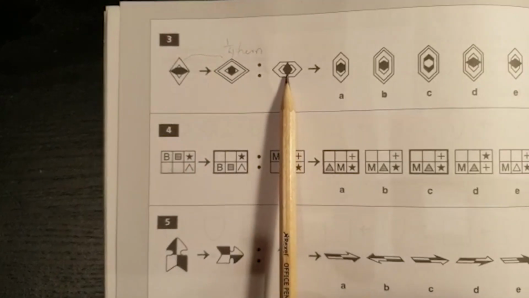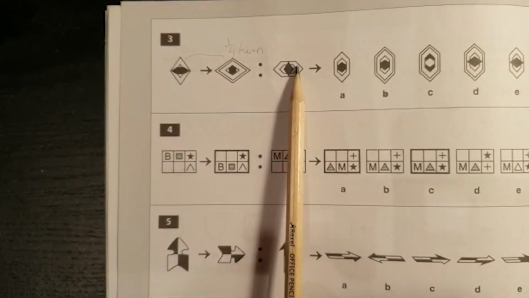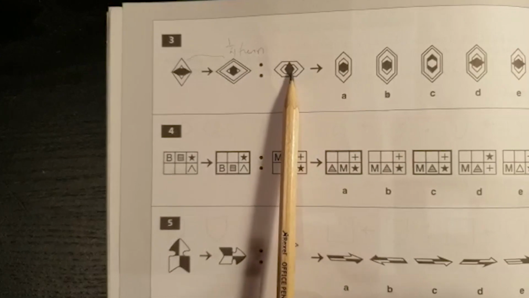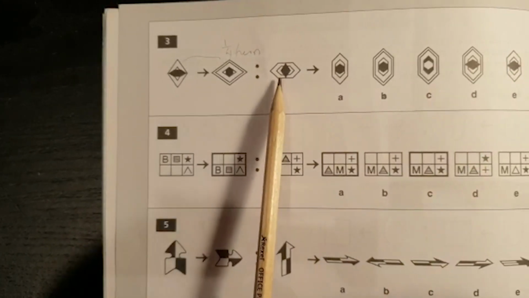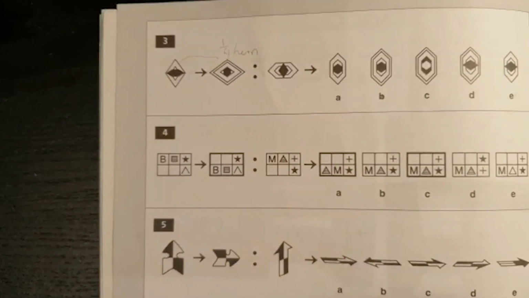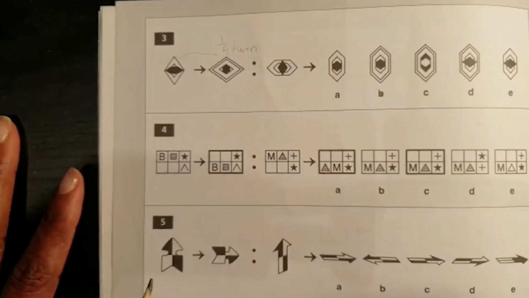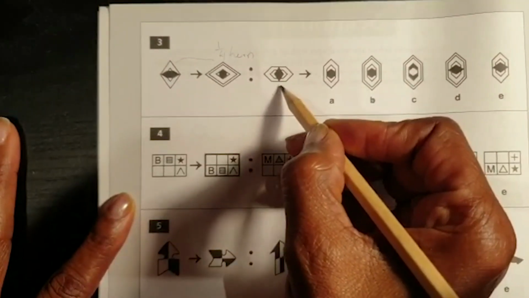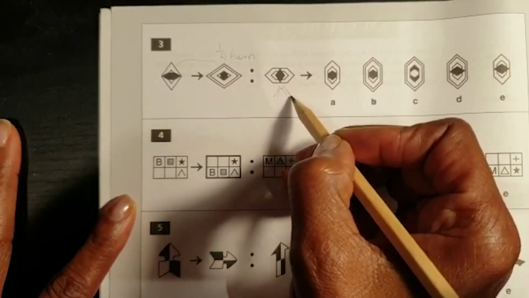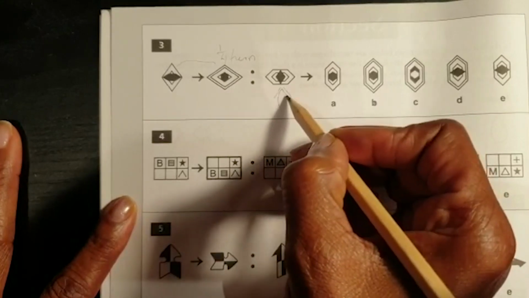So we've got to have a look and see how this particular shape is also going to look based on the ones we have here. So the first thing we know is that this particular shape also has to do a quarter turn, and of course it's now got to have a double line.